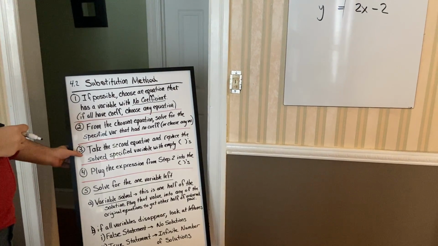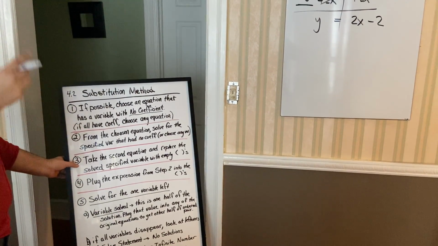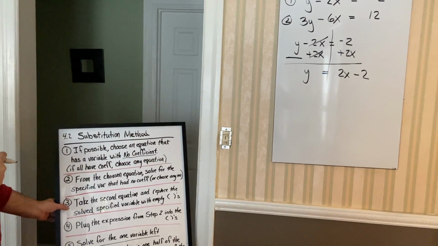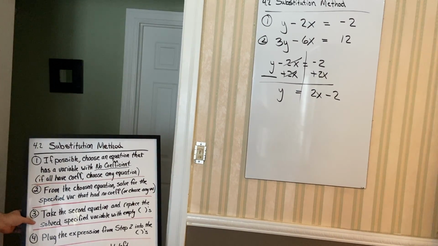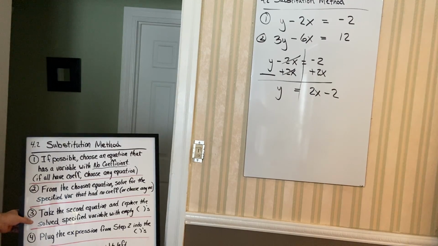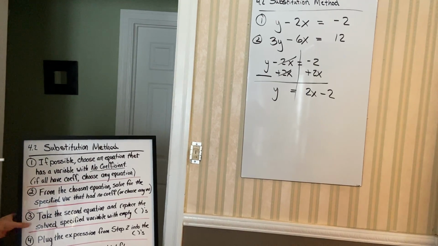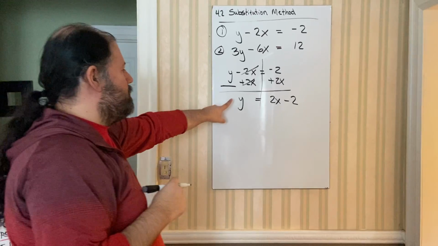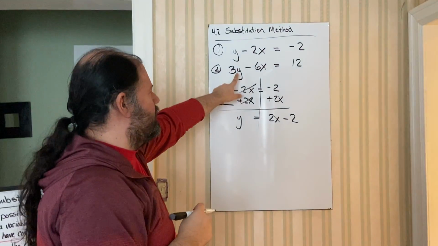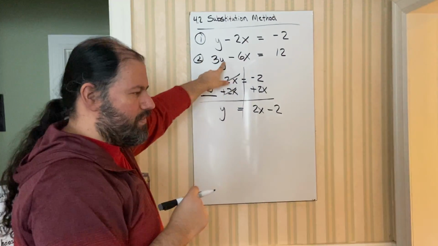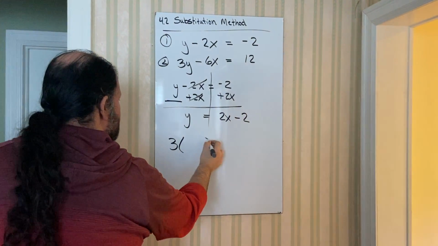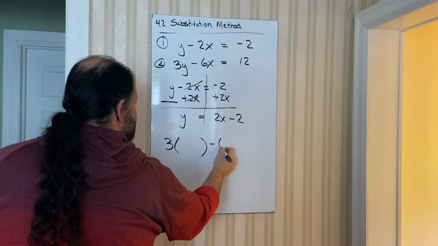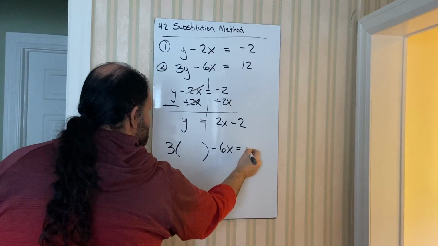Okay, now that you got y by itself, it's solved for the specified variable. Step 3, take the second equation. We already labeled the second equation as 3y minus 6x equals 12. What I want to do is replace the solved variable with a plain set of parentheses. That just means I solved for y, so this y is going to become an empty set of parentheses. So 3, empty set of parentheses, minus 6x equals 12.